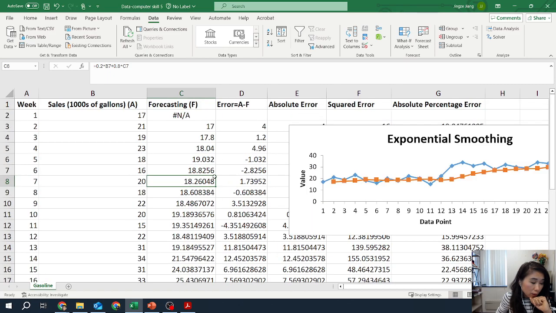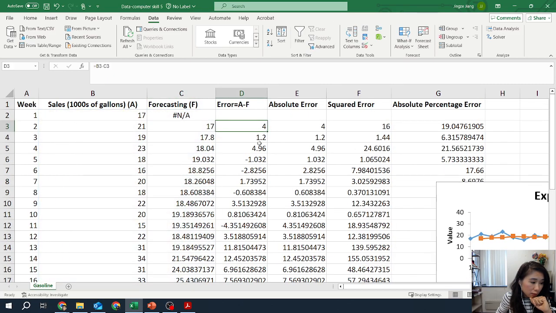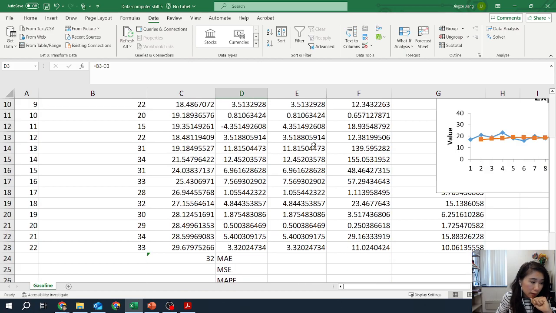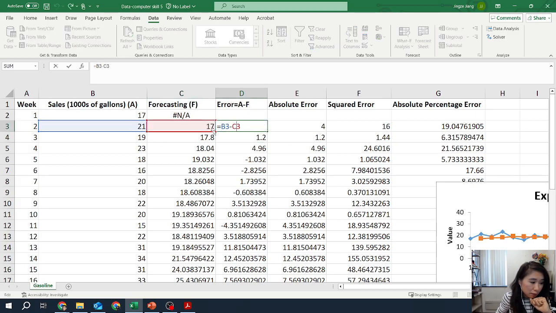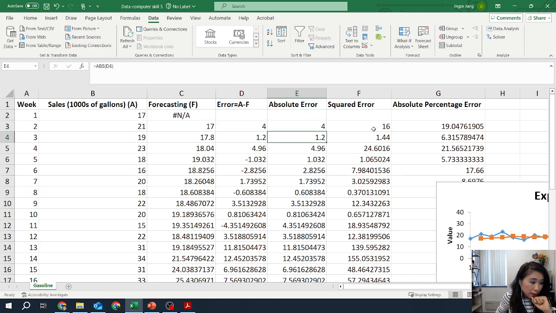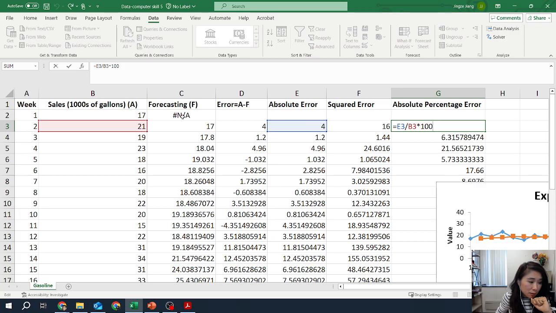Okay, now as you notice, the other columns are already updated, because based on my video on how to calculate the MAPE, MSE, and MAE, I already set it up. First I calculate the error, finding the differences between the actual value and the forecasting value. Then I take the absolute value, which I call the absolute error, and then square the error, which I call the squared error. And at the end here, I'm using the absolute error divided by the actual value times 100. That gives me the absolute percentage error.